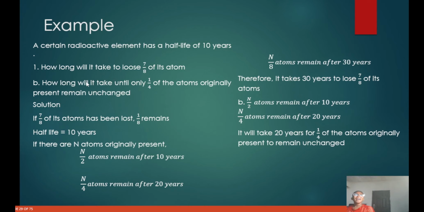The next question said, how long will it take until 1 over 4 of the atom originally present remains unchanged? We've already done that. 1 over 4 now. So what will that be?